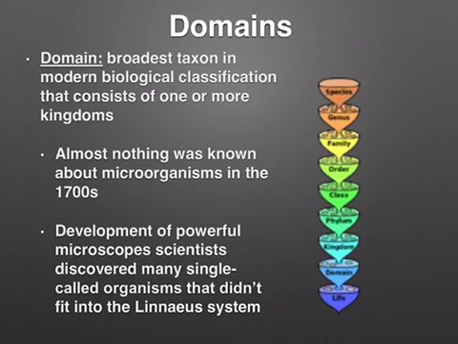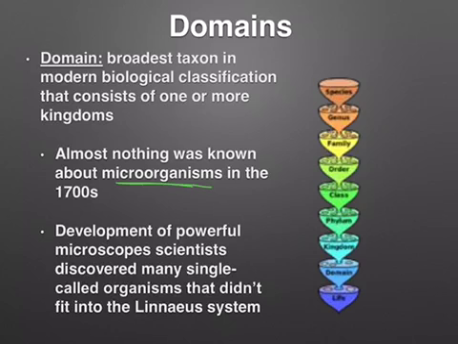So with the advancement of modern science and the ability to look at DNA and proteins, scientists realized that there was a need for an even broader category, bigger than kingdom, and this is the domain. Domain is the broadest taxon in modern biological classification, and it consists of one or more kingdoms. And they came about because we didn't know anything about microorganisms, because we couldn't see them in the 1700s when Linnaeus was doing his work.